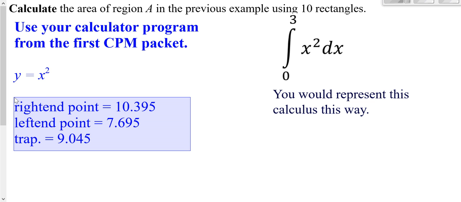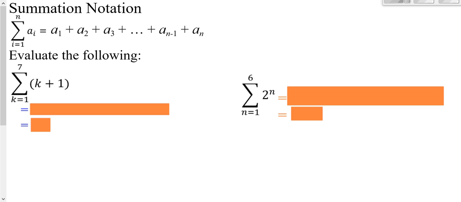If it doesn't, talk to me in class so we can figure out what it is you're doing wrong, whether it's your program or whether you entered something wrong. Now, we're going to look at ways today to be able to find the exact area. But for the most part, it starts out with summation notation, which we looked at in Algebra 2 some. And so we're going to take a couple problems to refresh what's going on here.